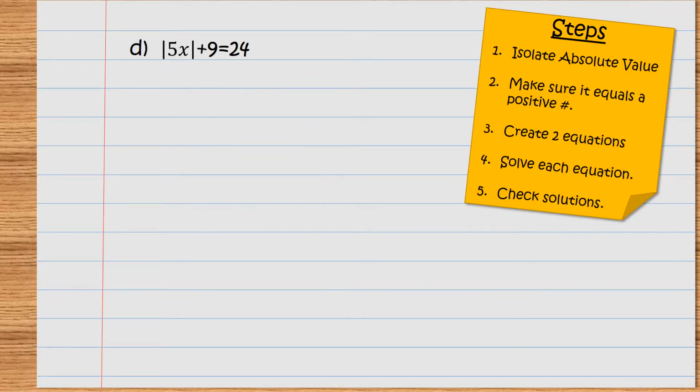For D. Alright, step 1, like we've been doing in the past, we want to isolate absolute values, so let's check. Notice, here's my absolute values. Does this say absolute value equals? And it doesn't. So we need to do something. We need to get rid of this plus 9. So what we're going to do is subtract 9. Absolute value of 5x plus 9 minus 9 equals 24 minus 9.